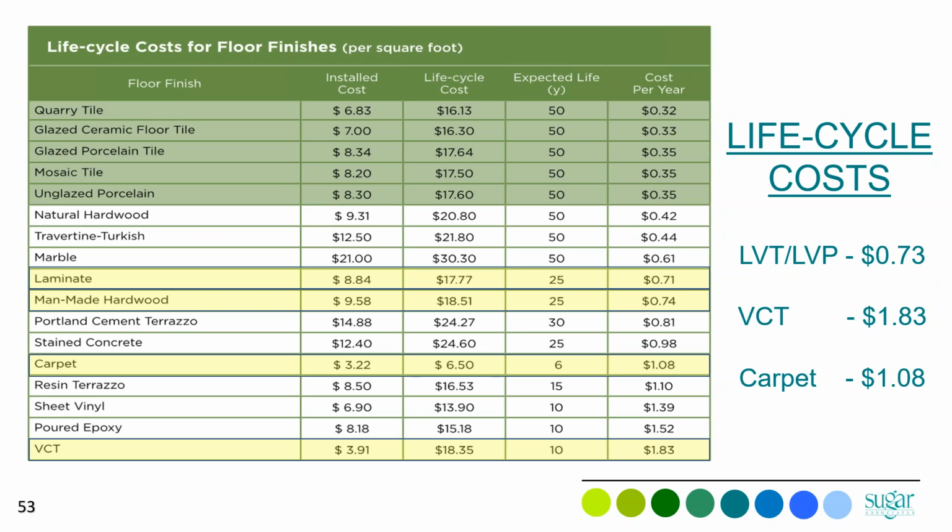But once we consider waxing VCT a few times a year and stripping it once a year, as compared to a no-wax floor like LVP, the life cycle cost difference is obvious. It's half the cost. The upfront cost is higher, the maintained cost is considerably lower.